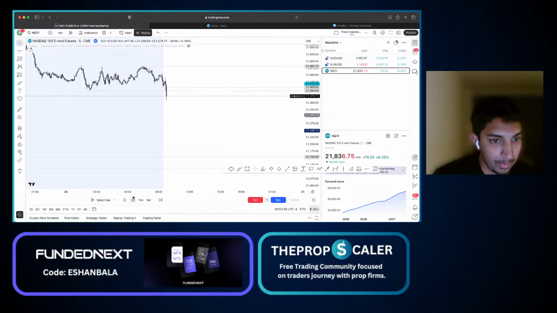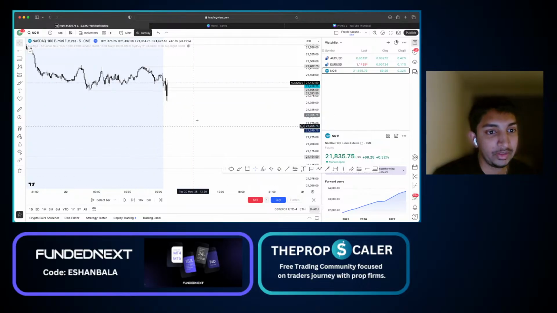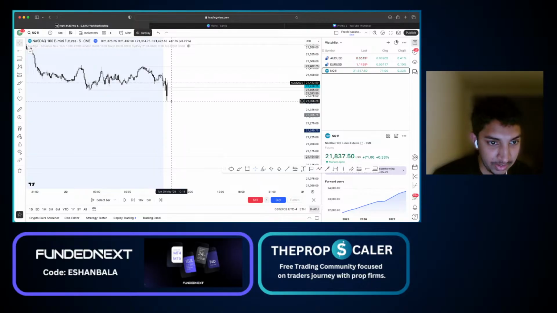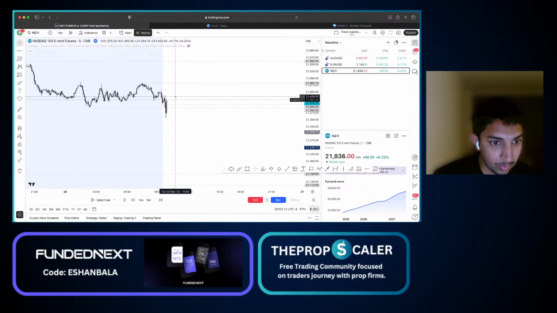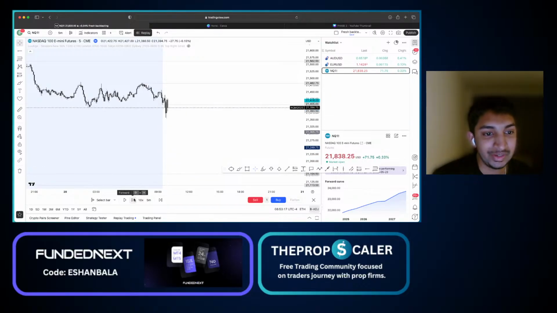Okay, we got a bit of momentum. I would like to see one more candle. It doesn't look like it's sustaining the push down. I think I'd like one more bullish candle confirmation. We didn't get any confirmation there. So it looks like it's not really going anywhere.